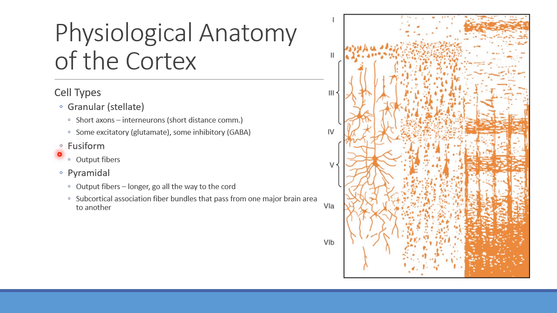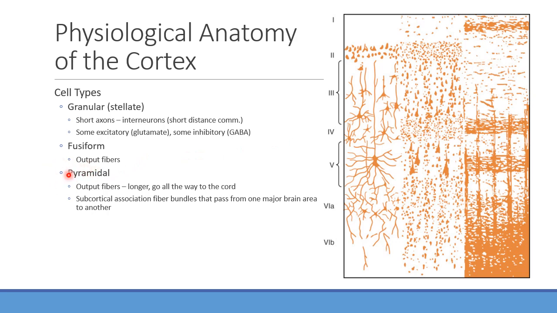There are also some fusiform fibers. These are going to be output fibers. They're going to be sending signals elsewhere. That makes sense because you can see these little short neurons here. But what do you notice as you get deeper here? A lot longer axons, a lot further transmission happening here. So we'll look at that in a second.